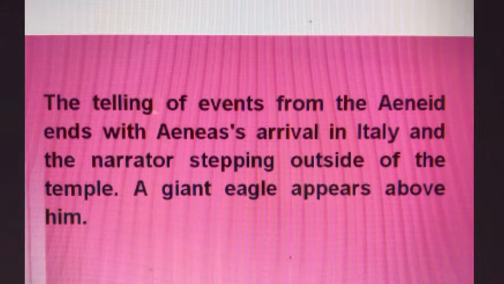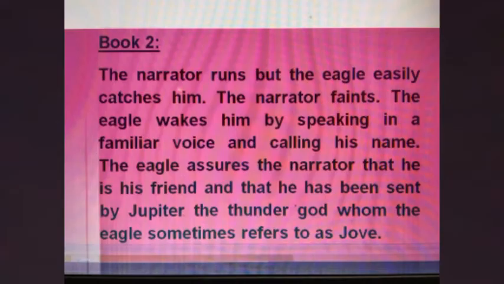The telling of events from the Aeneid ends with Aeneas' arrival in Italy and the narrator stepping outside of the temple. So the story of Aeneas continues till Aeneas escaping and reaching Italy. So after that, the narrator, that means Chaucer, comes out from the temple of glass, which he supposes is the temple of the house of Venus, the Roman goddess of beauty. Now, after he comes out from the house, a giant eagle appears above him.